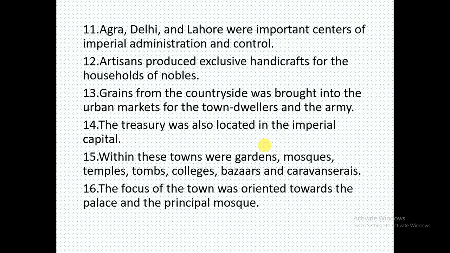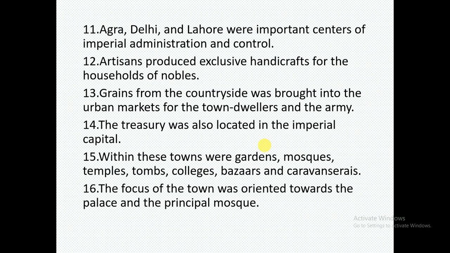The next point is that three important towns were the important centers of imperial administration and control. Among the three are Agra, Delhi and Lahore, right? Agra, Delhi and Lahore were considered the important centers of imperial administration and control.